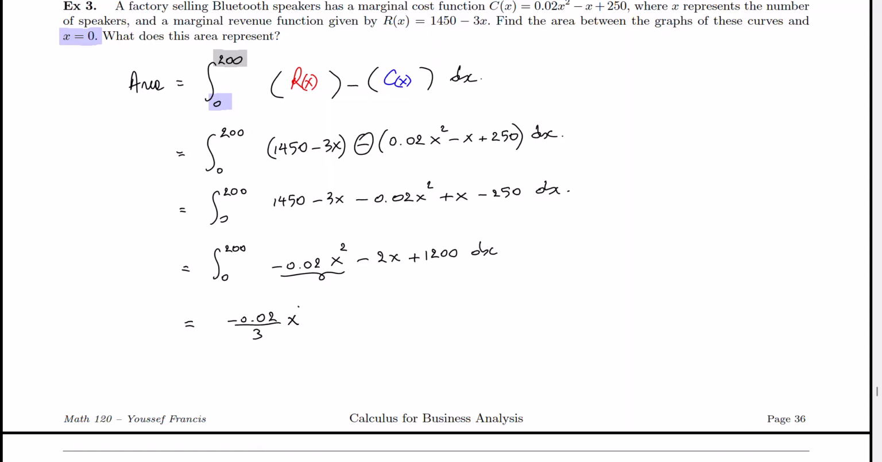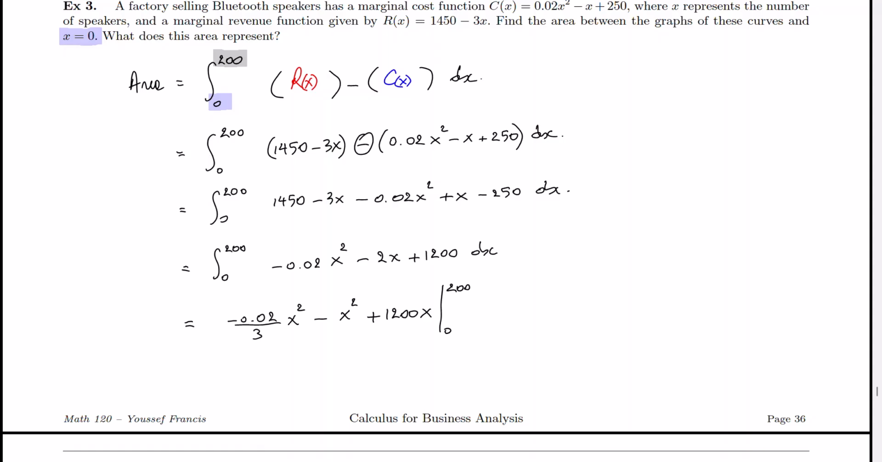Now for the negative 2x, the antiderivative will be negative 2x squared over 2. But then, you know what? Let's just get rid of the 2's and just put x squared. Simplify the expression right away as we go. And finally, the antiderivative for 1200 will be 1200x. And we're integrating this between 0 and 200.